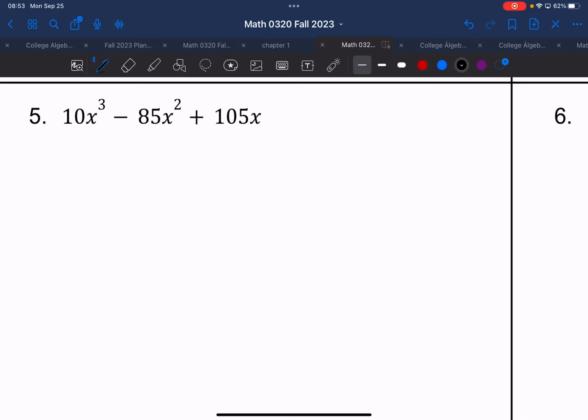I believe just 5. 5x. Good. Because each of them have an x value, we can also take out an x. So we're going to take out a 5x. So that means I'm left with 2x squared minus 85 divided by 5. Is it there? 17. And then x, okay. And then plus 105 divided by 5, 21. Okay.